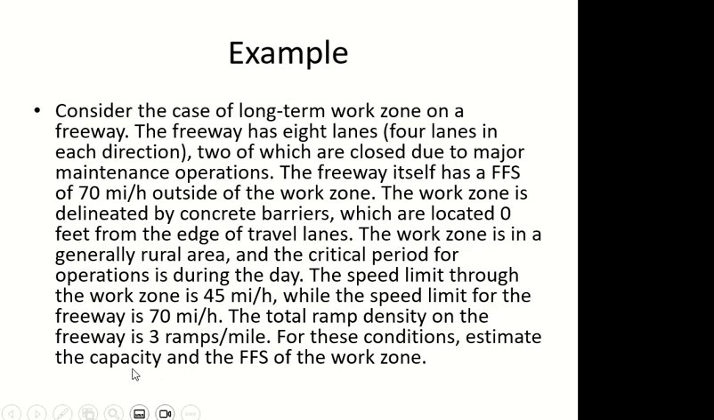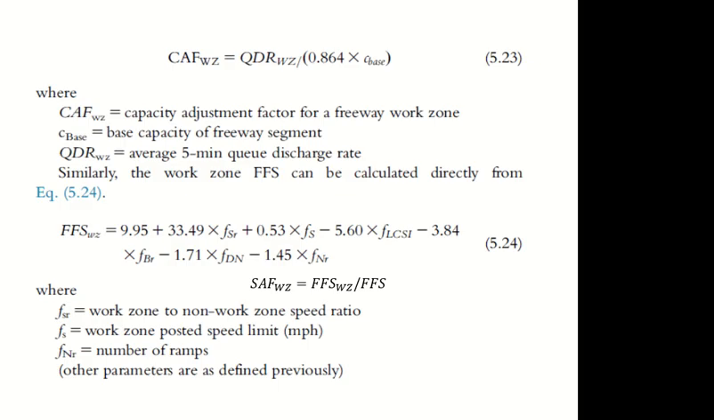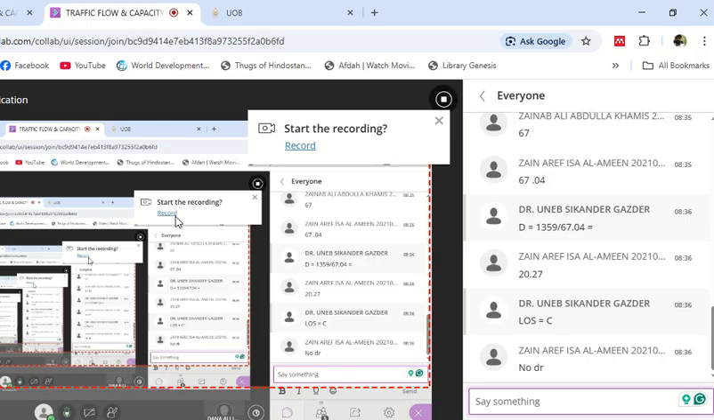For these conditions we have to find out the capacity and free flow speed of the work zone, and after that we will find out the adjustment factors as well. We start from here, the Q discharge rate. The first factor I need to find out is the lane closure severity index, 1 divided by the number of open lanes.